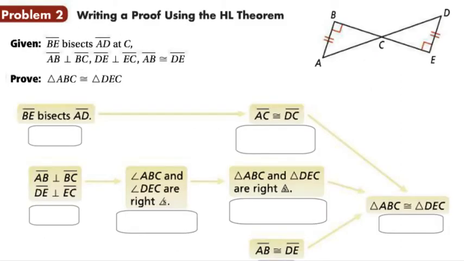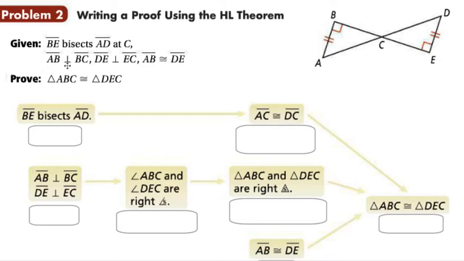All right, here's one using the hypotenuse leg theorem. We just need to provide justifications in this one. They're telling us that segment BE bisects AD. So think about what that means as a bisector. And it bisects it at point C.